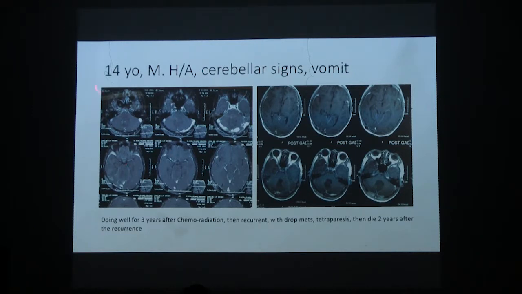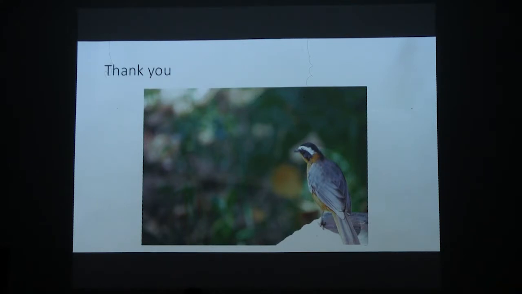This is another case, 14 years old, cerebral signs, vomiting. So we removed this tumor. It's proof that it's medulloblastoma, doing well after chemo radiation, then recurrent with drop mets, tetraparesis, and died 2 years after the recurrence. So what is the difference? Nowadays we know that for medulloblastoma there are subgroups. Some of them behave well, some of them behave badly. So I think that's what I can share. Hopefully we can learn something. Thank you.